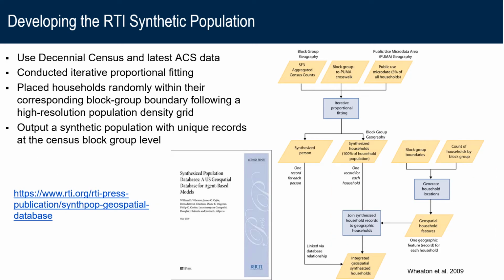RTI's traditional process for creating baseline synthetic population data includes two initial steps. First, generating synthesized households and agents, persons, from available census or survey sources, and second, generating reasonable spatial coordinates for those households. These steps are documented in our methods paper titled Synthesized Population Databases, a Geospatial Database for Agent-Based Models.